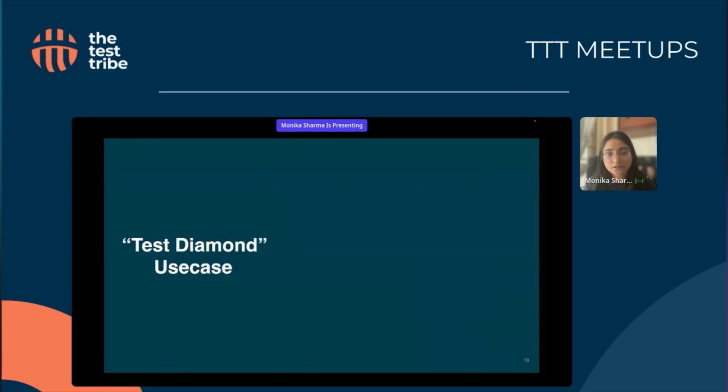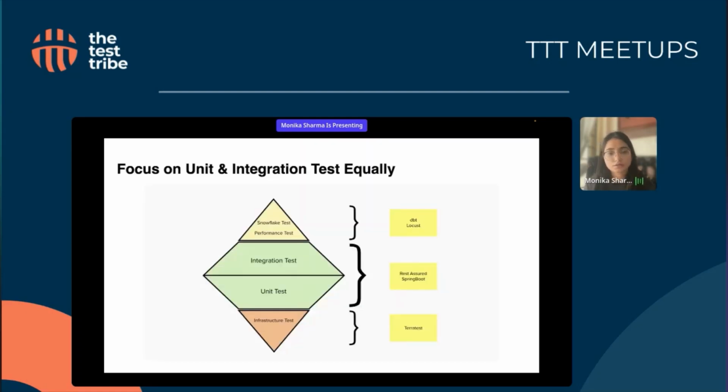Now we have the third and last one, which is the test diamond use case. As we have seen, it's in the diamond shape, which is a tilted square. So it focuses on unit and integration tests equally. The purpose of using the test diamond is that we add unit tests and integration tests in equal number, and we focus on adding both.